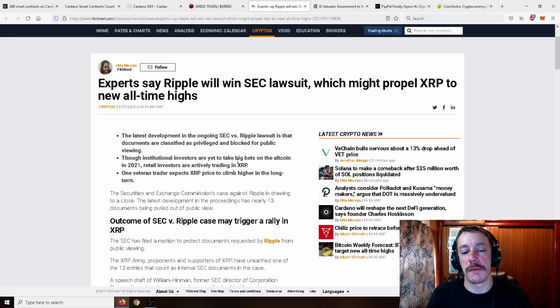So moving on here, experts say Ripple will win the SEC lawsuit, which might propel XRP to new all-time highs, which I have been saying for this many years, I think now, at least. I've been talking about this since the Ripple lawsuit began, that Ripple will likely win this because Bitcoin and Ethereum did, and as long as they fight it properly, they should win. At the very least, they might have to just settle and pay some millions of back pay that they should have paid if they had registered themselves, or some kind of thing like that.